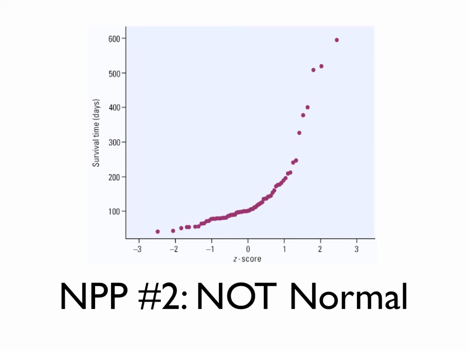Here we have another normal probability plot that clearly indicates non-normal data. In fact, these data are right skewed. When the largest observations fall above a line drawn through the main body of the points, that indicates right skew. Alternatively, left skew is evident when the smallest observations fall below a line drawn through the main body of points.